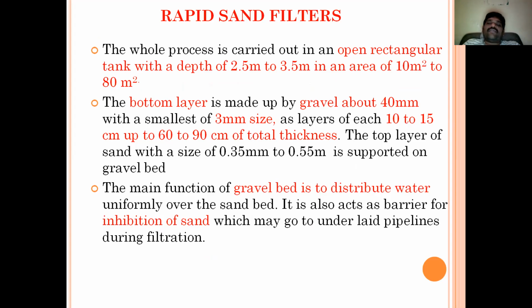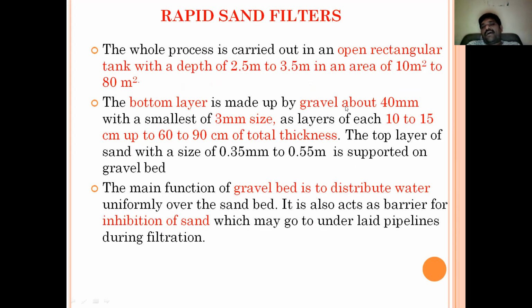Rapid sand filters. First of all, you must write the required area for rapid sand filters. See here, the depth is 2.5 meters to 3.5 meters, and the area is 10 meters square to 80 meters square.